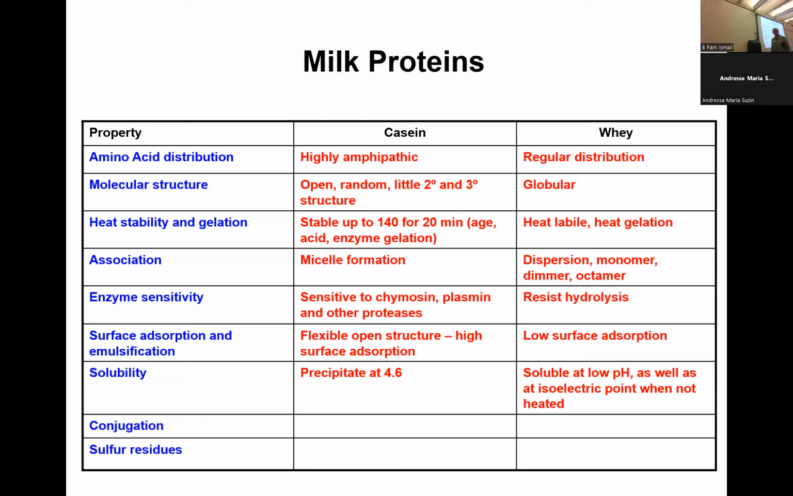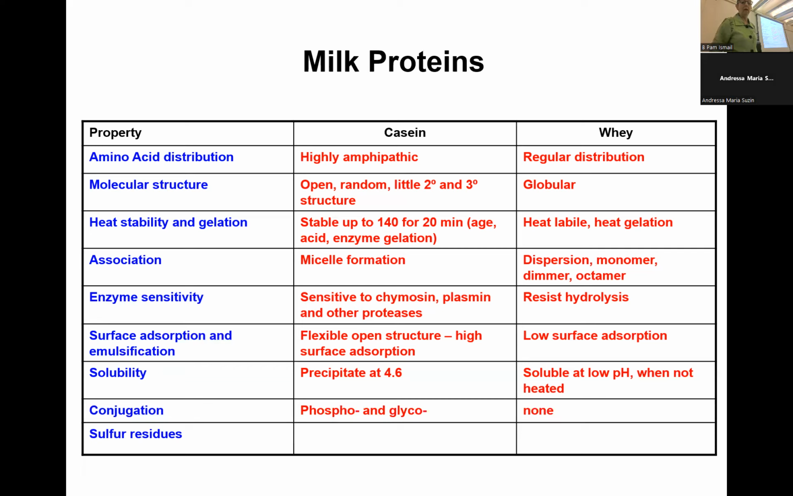Right? Conjugation. That means, think about homogeneous versus heterogeneous proteins in terms of groups other than amino acids. What do we have other than what makes it interact with calcium? Phosphate. So it's phosphorylated and glycosylated. Whey protein doesn't have any post-translational conjugation. So there are no additional groups conjugated to it.